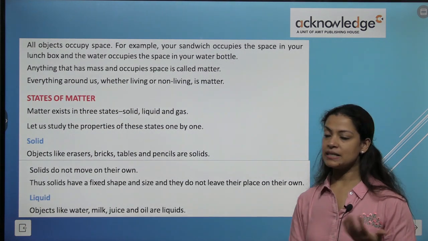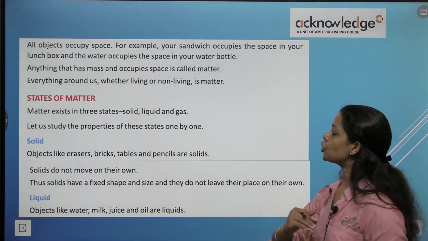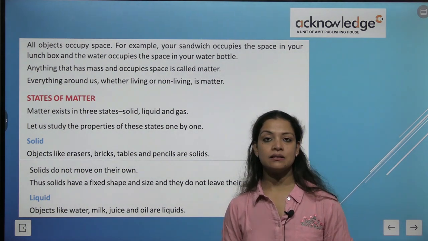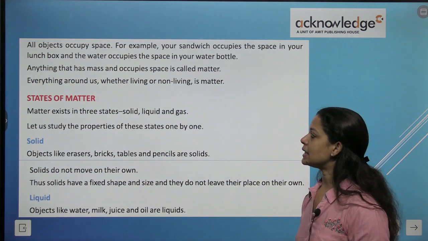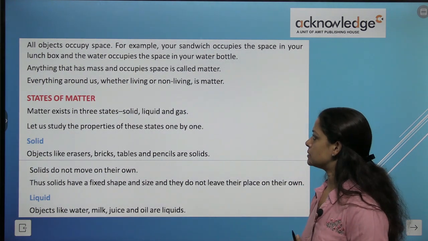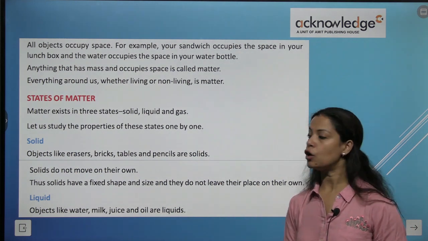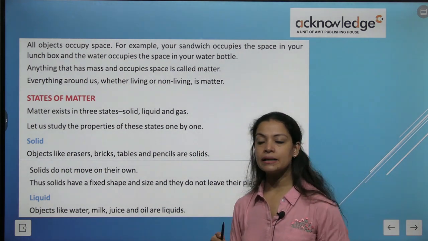All objects occupy space. For example, your sandwich occupies space in your lunch box, and the water occupies space in your water bottle. So anything that has mass and occupies space is called matter. Everything around us, whether living or non-living, is matter.